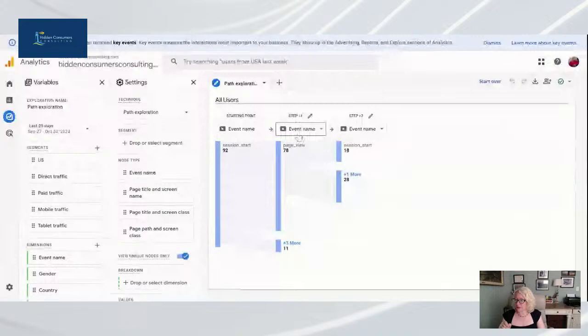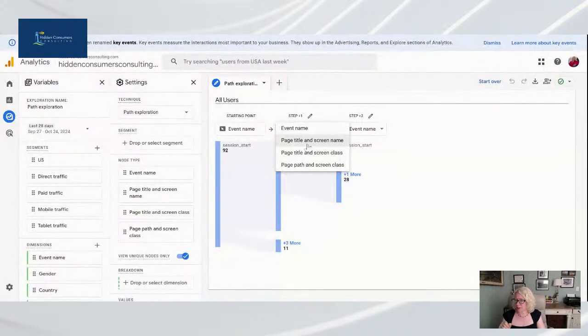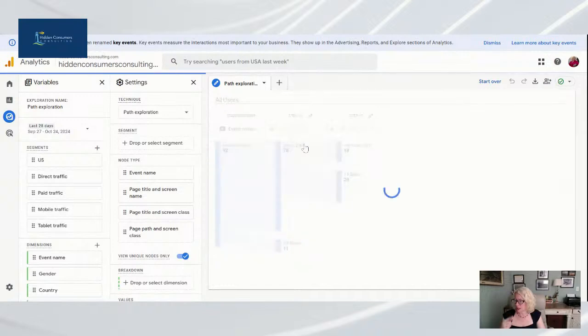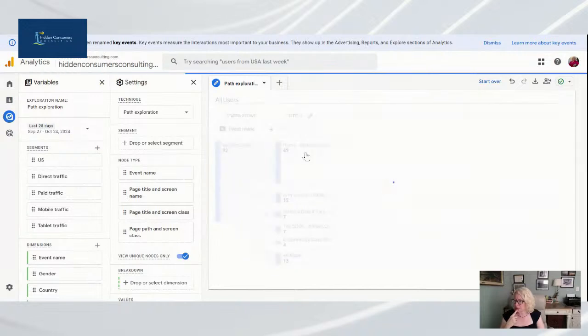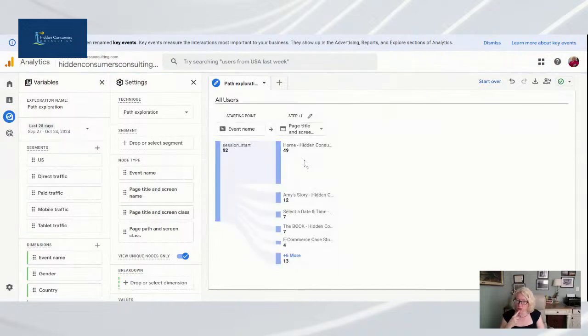So this is a great first step. I like my first step to be page title, and it should be screen name. Let's take a peek. Yeah, so the screen name is actually what you have labeled for your SEO header, your title there. Come on. There we go. It's the screen page path and screen name. Now that I think about it, I knew that is the third option.